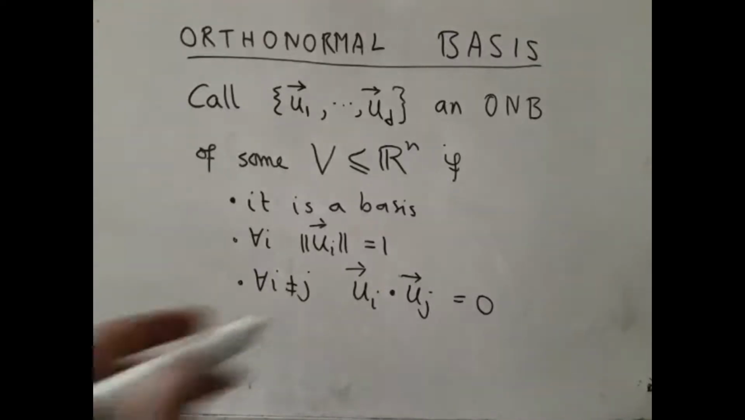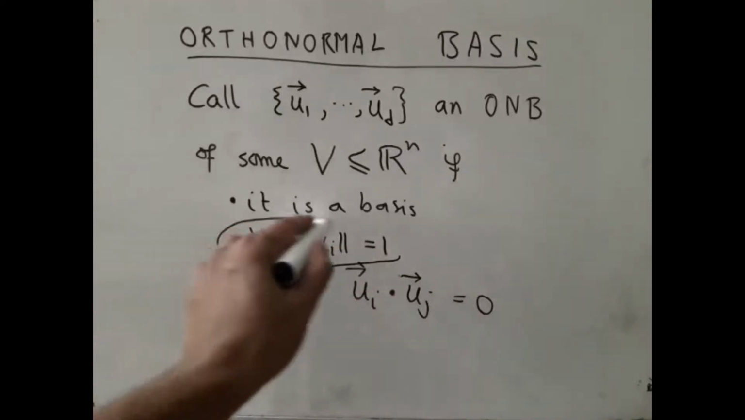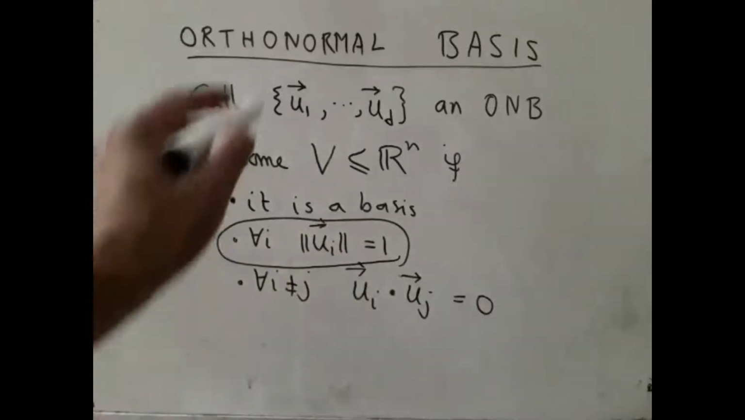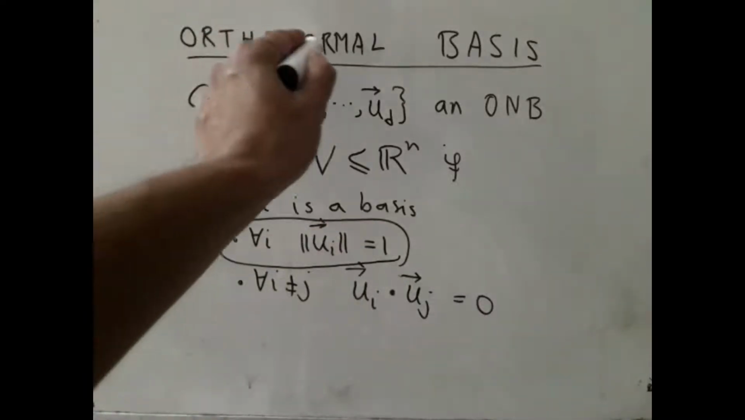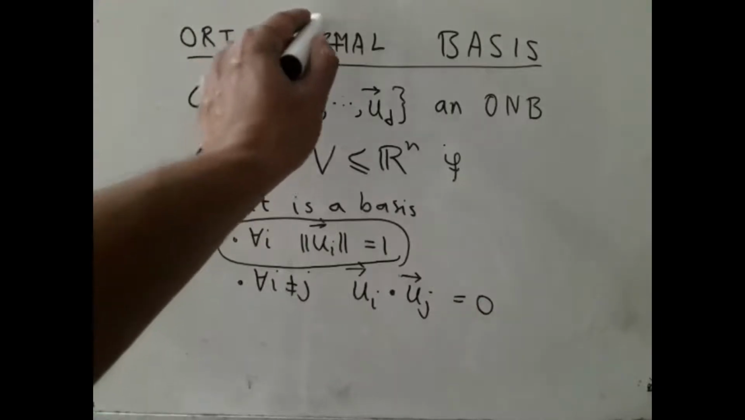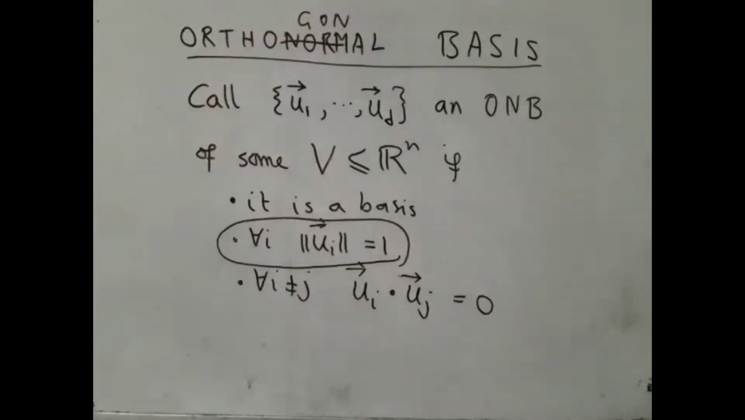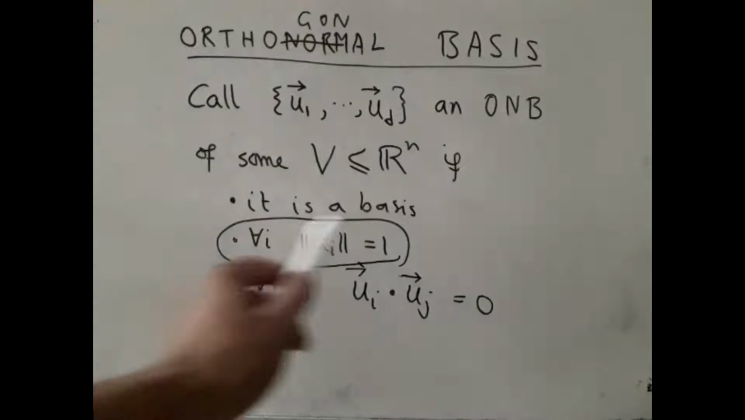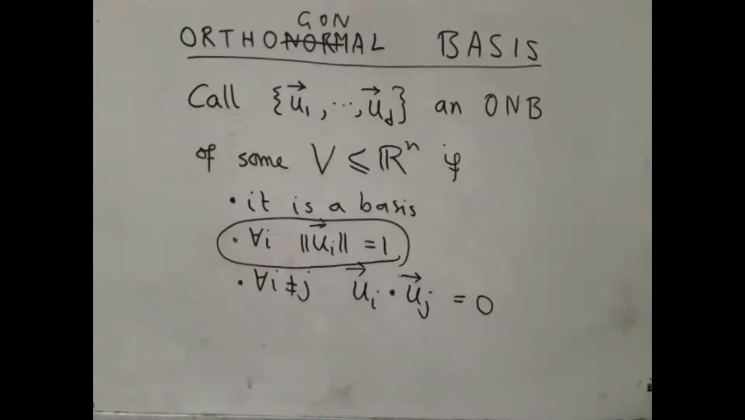In case you drop the unit length condition, that also has a name. In that case, you will call it an orthogonal basis. If you have an orthonormal basis, you have an orthogonal basis.